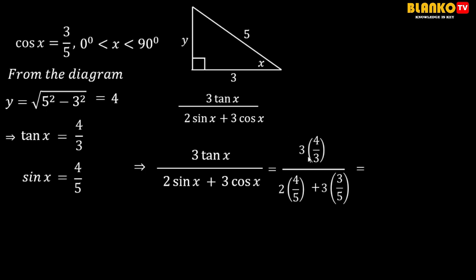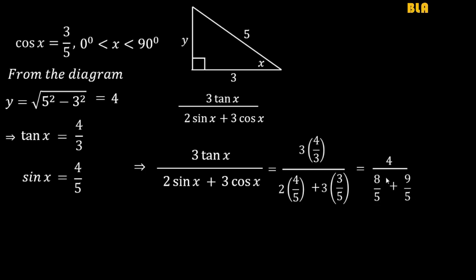So this 3 cancels this 3. We are to multiply 3 by 4 over 3, so we just cancel this 3 by this 3, and we'll be left with 4. I hope you understand. Over, now 2 multiplies 4 to be 8 over 5. Plus, now 3 multiplies 3 to be 9 over 5.